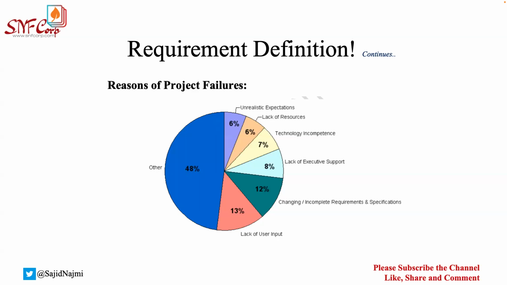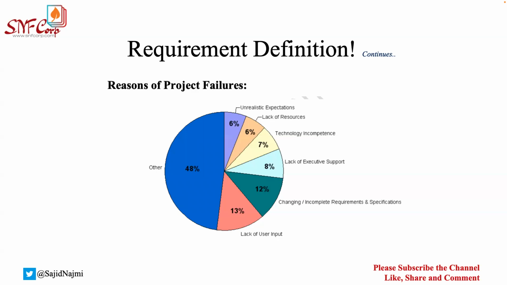Lack of resources, 6% again. So what do you mean by lack of resources? When I'm saying lack of resources, this could be human resources, like the developers, or any other physical hardware or software resources that you may need in order to complete that project on time. If you do not get all those things, there is likely a 6% chance that your project will fail if you do not have the required resources.